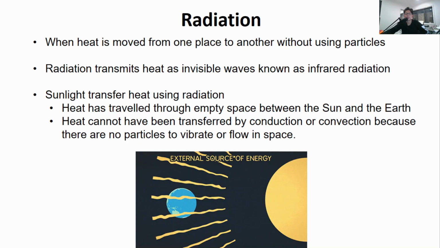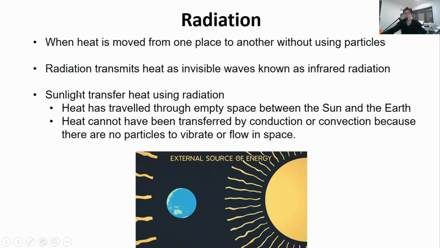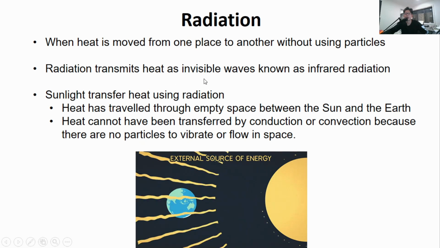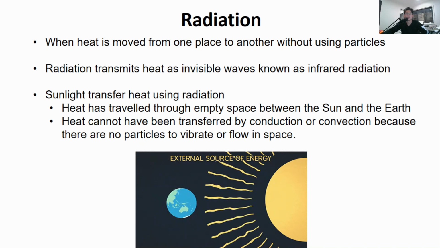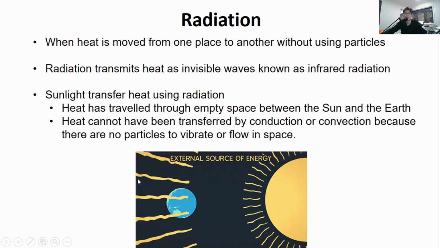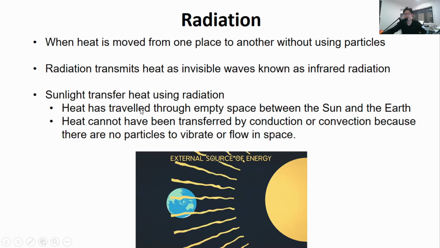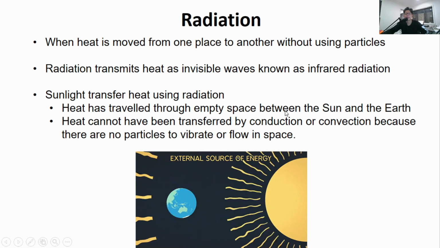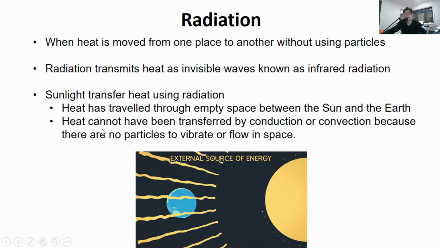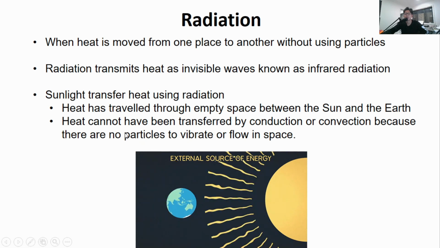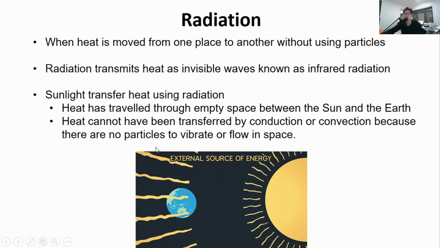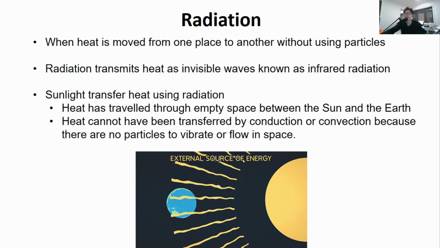Right, now that brings us to our last method of heat transfer. This is known as radiation. This is when heat is moved from one place to another without using particles, and radiation transmits heat as invisible waves known as infrared radiation. This is the method in which sunlight transfers heat. Heat has traveled through the empty space between the sun and the earth, and heat cannot have been transferred by conduction or convection because there are no particles to vibrate or flow in space.